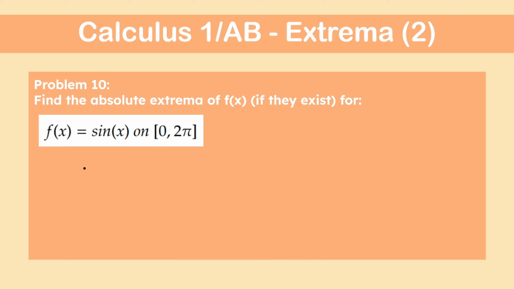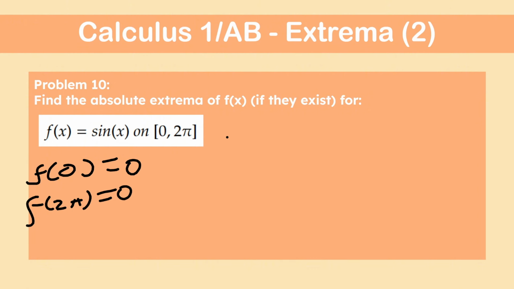Okay, so now we're going to find the extrema for sine of x from 0 to 2 pi. So let's plug in 0, sine of 0 is 0, sine of 2 pi is also 0. So now we're going to find the derivative. This is really similar to the other one we did, but this time it's a closed interval.